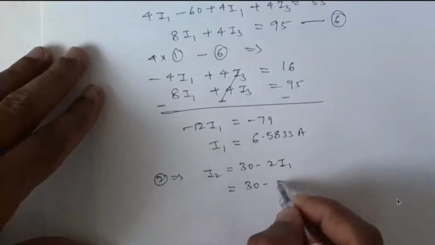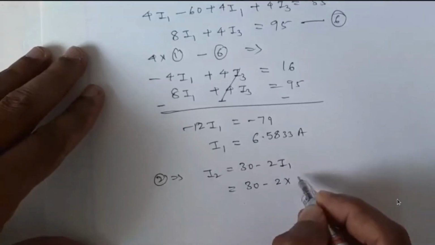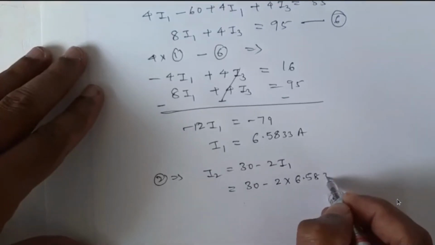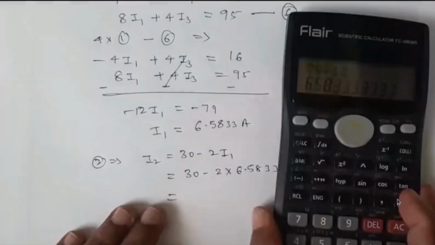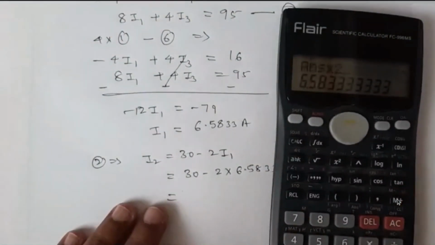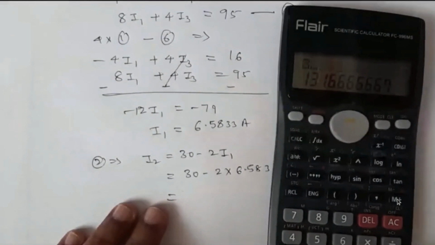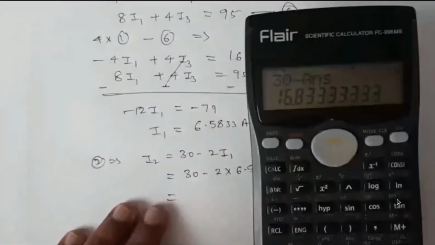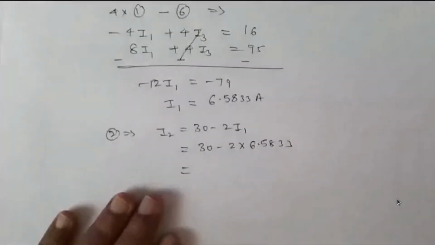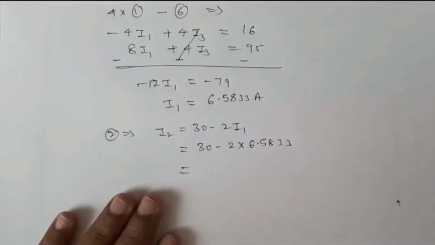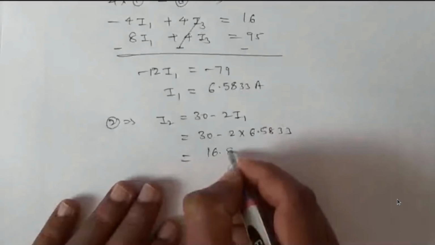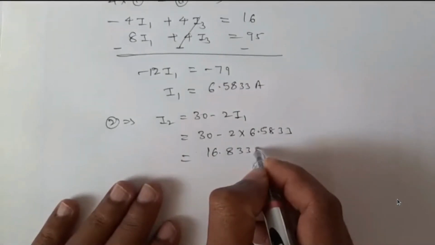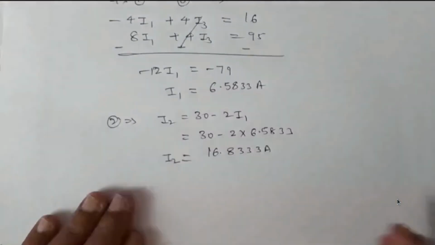If you substitute 30 minus 2 into 6.5833, how much do you get? 30 minus the answer is 16.833 ampere. That is I2.